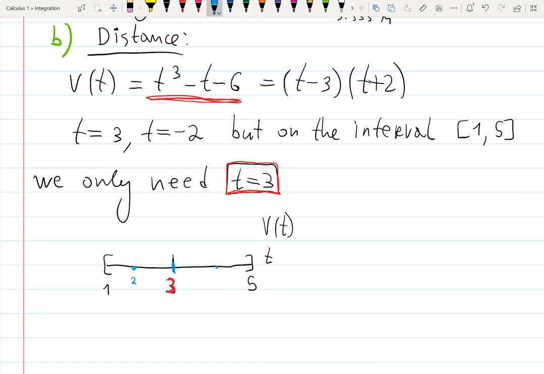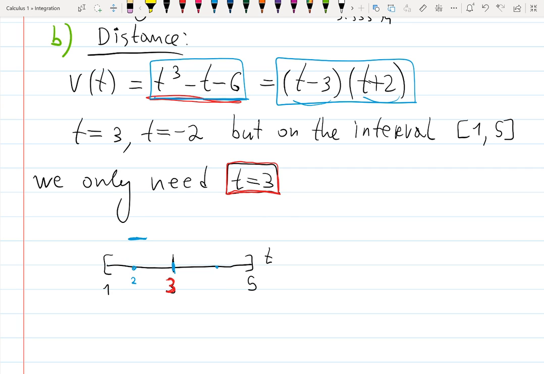Let's check, for example, at 2. What happens at 2? I'm going to put 2 here into the box. I actually like the factored form better. If I plug 2 over there, it gives me 2 plus 2, that's positive. 2 minus 3, that's negative. So over here, velocity in blue, v of t, is negative. It's going down, decreasing.